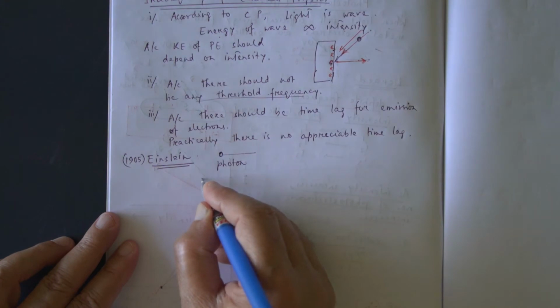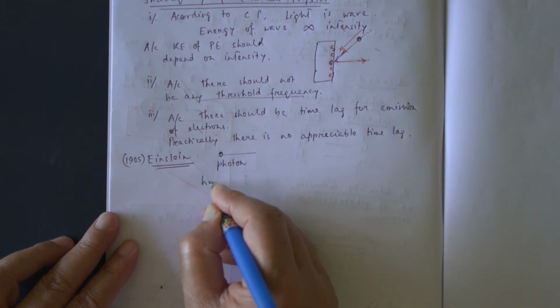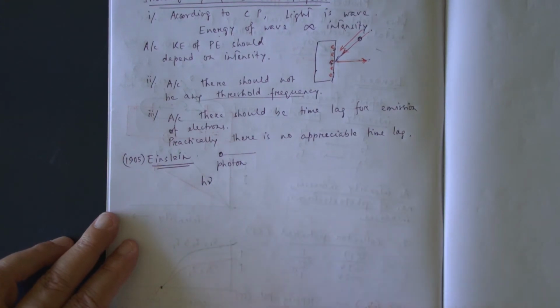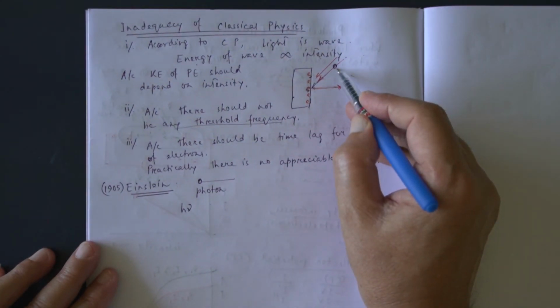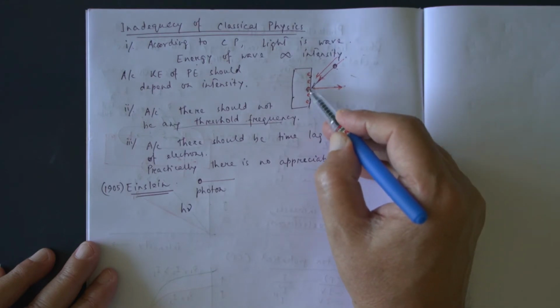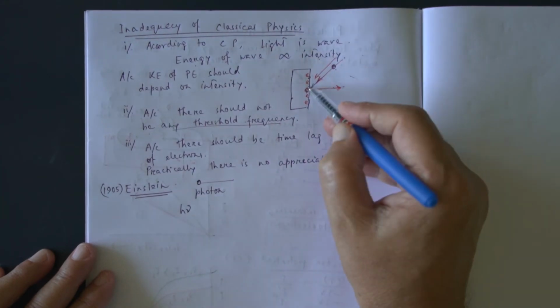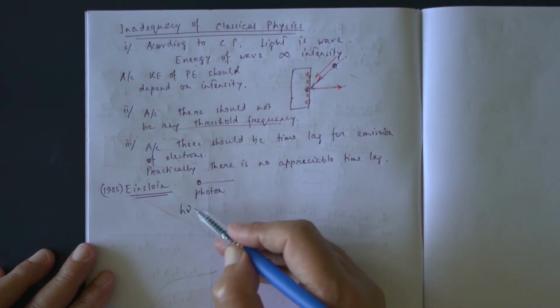So how much energy does the electron get? h nu. From the quanta or photon, how much energy does the electron get? h nu, because the electron absorbs this much energy.